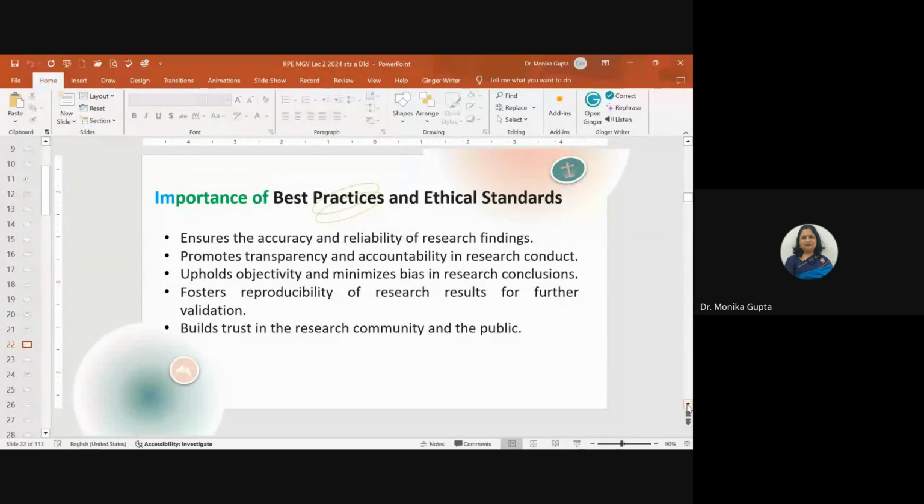Right. Now, importance of best practices and ethical standards.